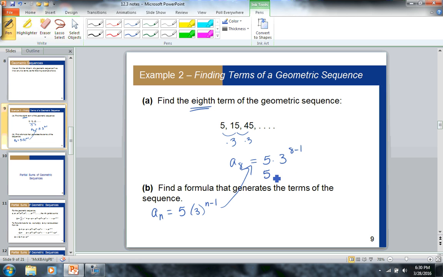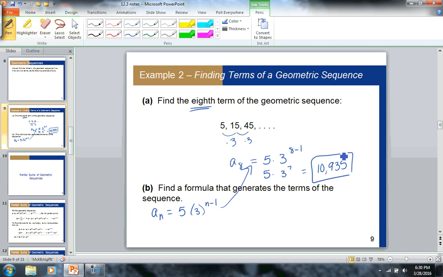Okay, so this is really 5 times 3 to the 7th. And remember, order of operations, you want to do 3 to the 7th first, and then multiply it by 5, and you should get 10,935. So when you have repeated multiplication, your numbers are going to get really big really fast. So even though this is only the 8th term in the sequence, we're already at 10,000 something.